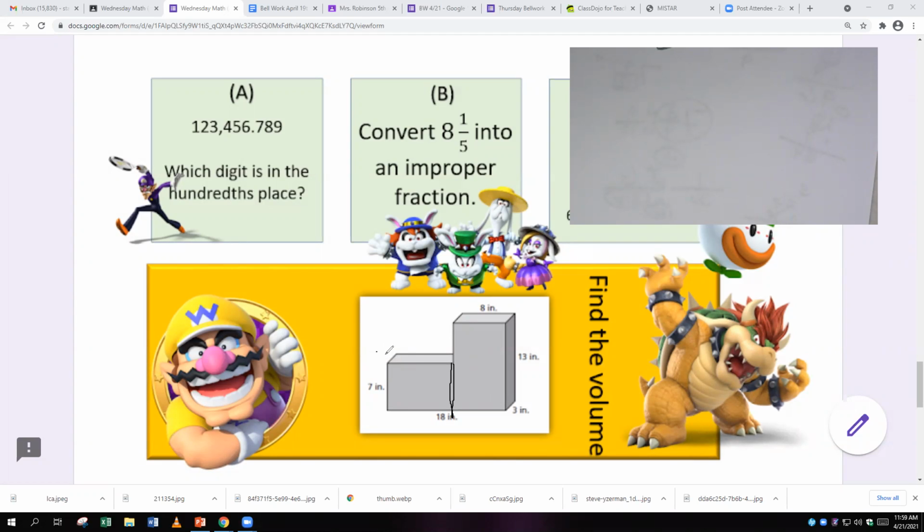If this is 3, this has to be 10, right? Yes, because this is 8. This is 18. So this is 10. 3 times 10 is 30. And 30 times 7 is 210. That part I got right.